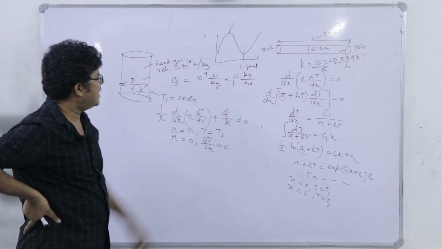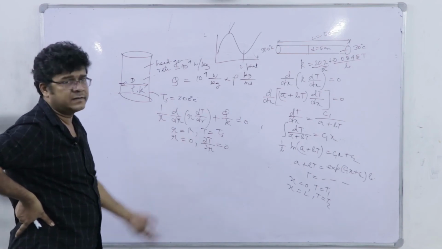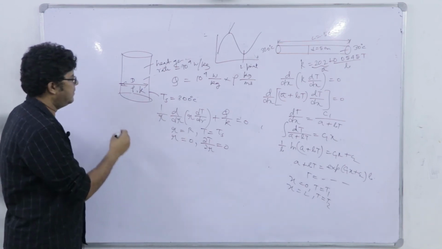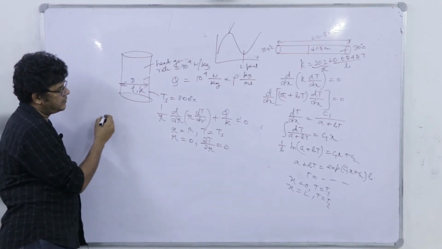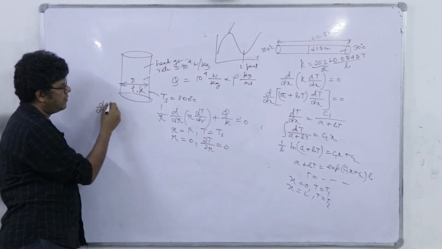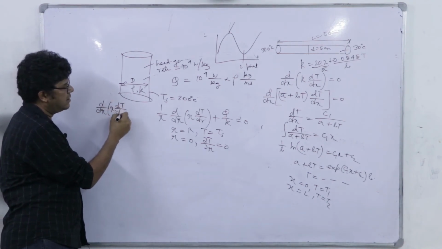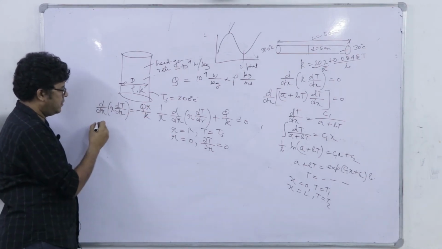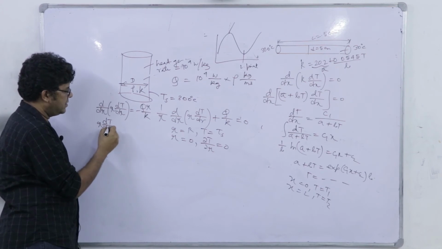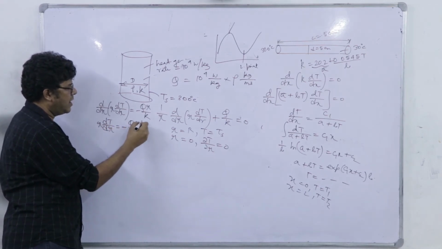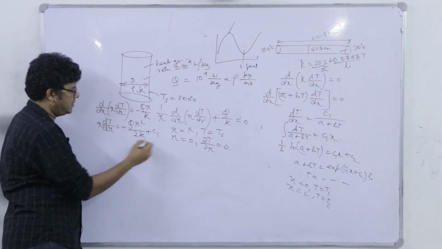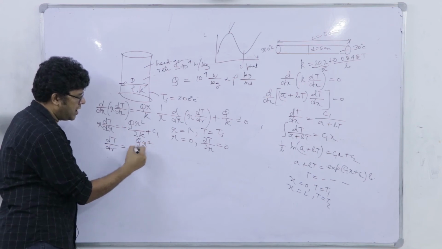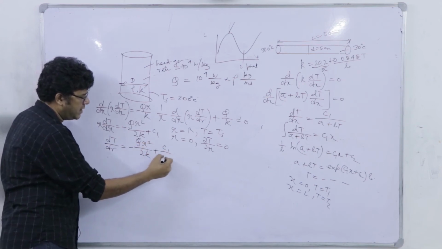So, that is the value of Q, and the rest you solve this and you will get the answer, right. It is pretty simple basically. d/dr of (r dT/dr) is equal to minus of Qr by k. So, r dT/dr is equal to minus of Qr squared divided by 2k plus C1. So, dT/dr is equal to minus of Qr divided by 2k plus C1 divided by r.